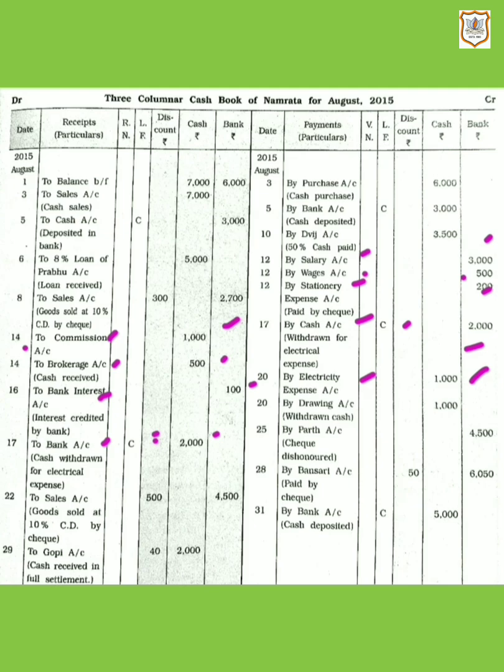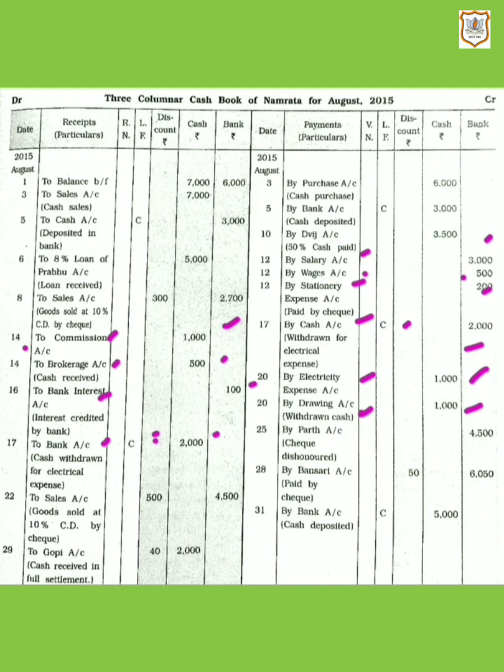And on the same date, owner is taking rupees 1000 for personal use from the business. So this is drawings. So in particular column we will write by drawing account, and as again our cash balance is reducing from the business, so in cash column we will write 1000 again on credit side of cash book.